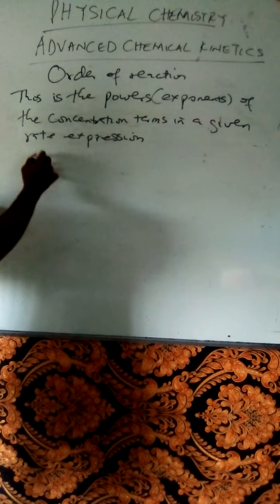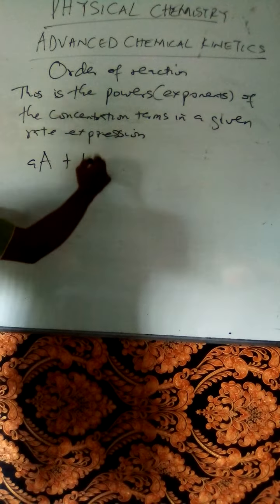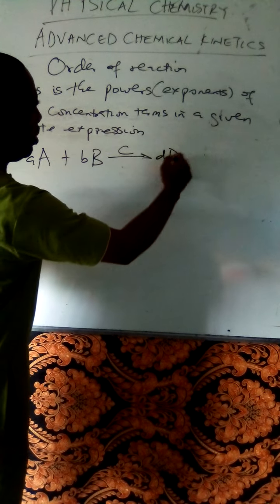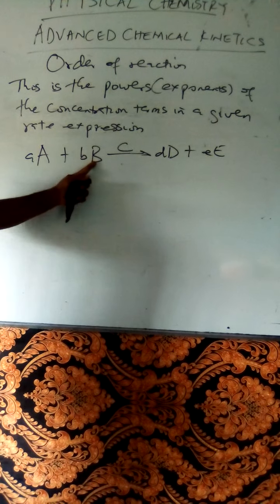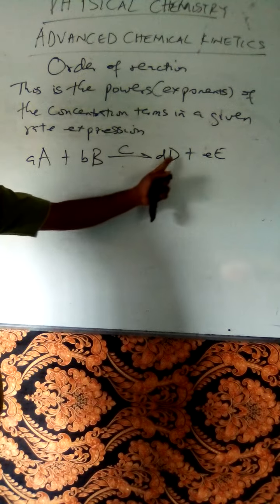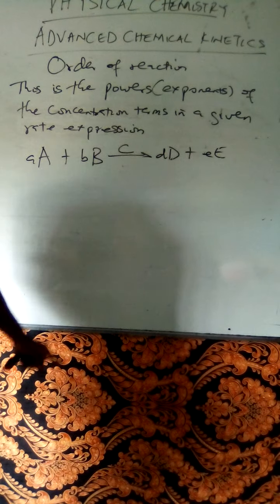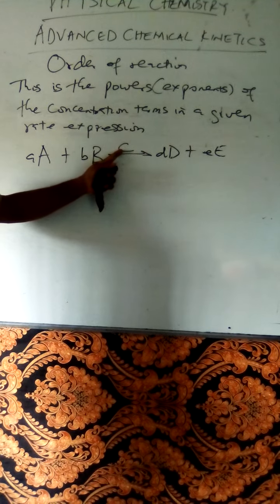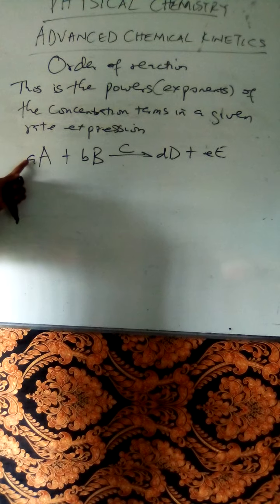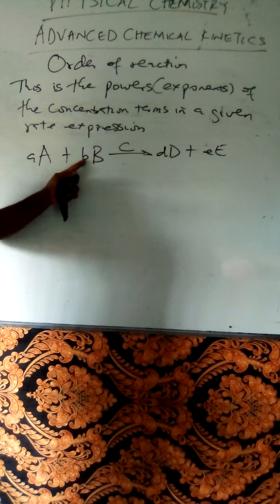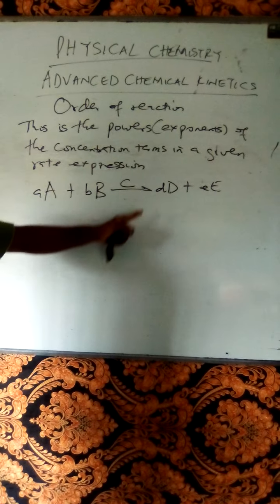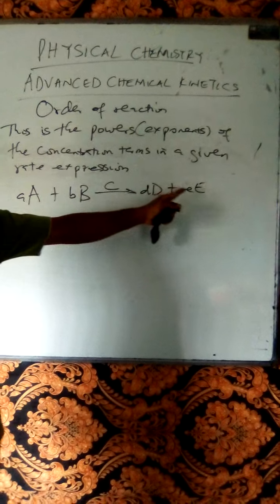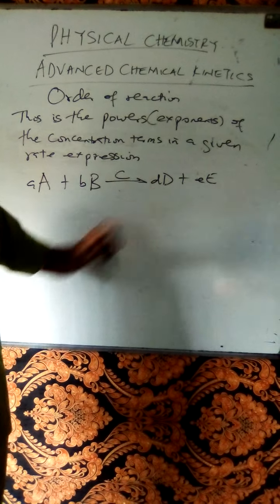Let's look at this example: A, B, giving us D and E, with C on top. Capital letters A and B are the reactants, capital letters D and E are the products. The C on top of the arrow represents the catalyst. Small letters a and b are the stoichiometric numbers of moles, that is, numbers used to balance the equation. While small letters d and e are also the numbers of moles used to balance the equation.